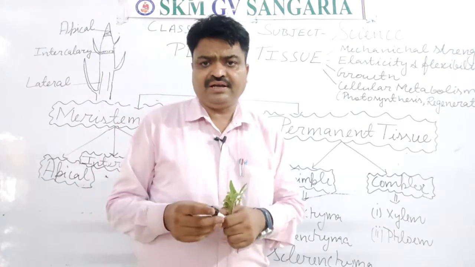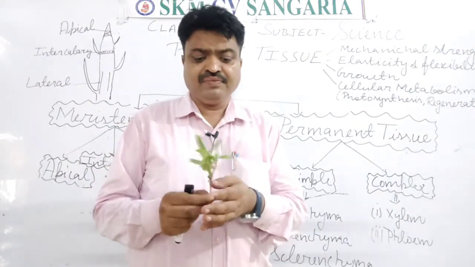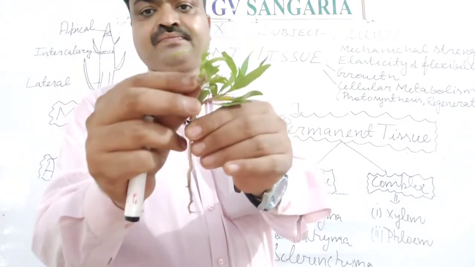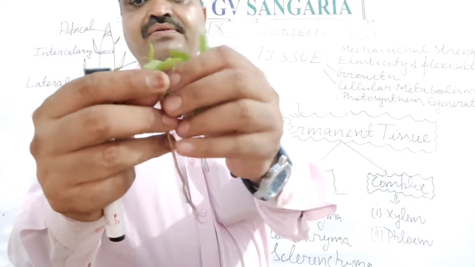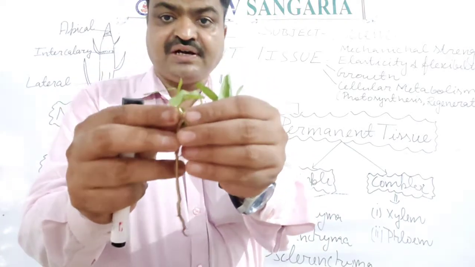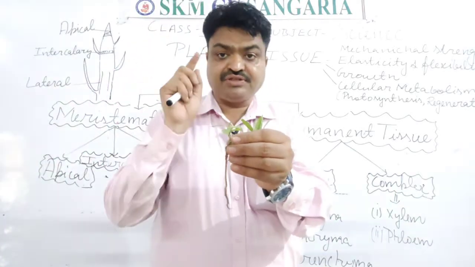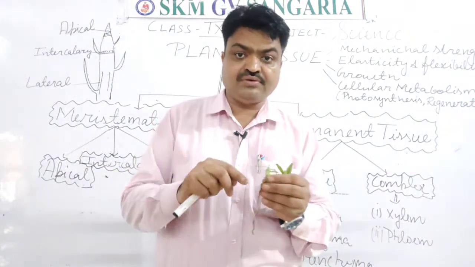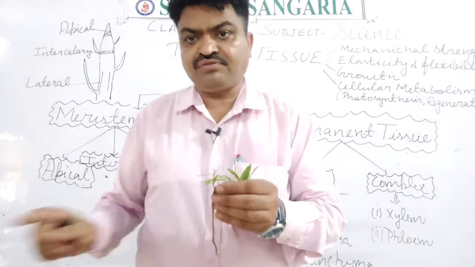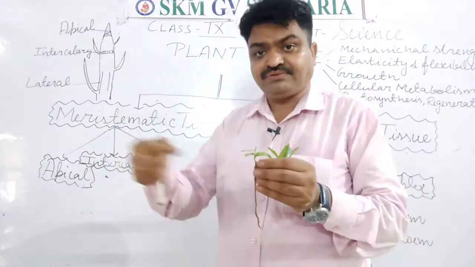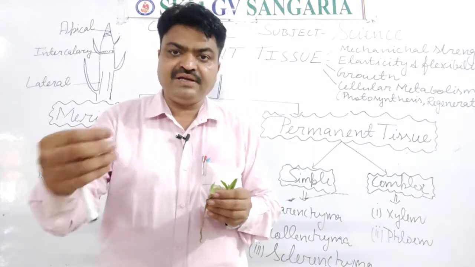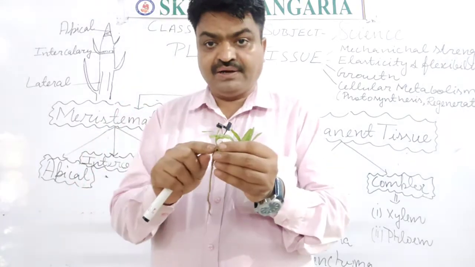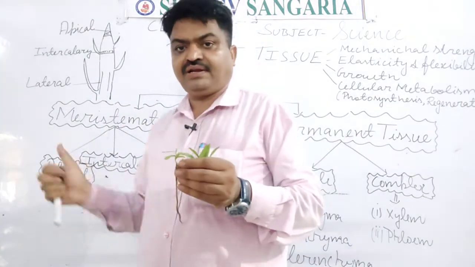Now what is intercalary? Intercalary meristematic tissue is found in between the nodes, student. Here, from where the new branches come out, which tissue is found? It is intercalary, found in between the nodes and internodes. Which meristematic tissue is found, student? It is intercalary, and it helps the plant to connect with the leaves, branches, flower buds. It helps the plant, and this tissue is known as intercalary.